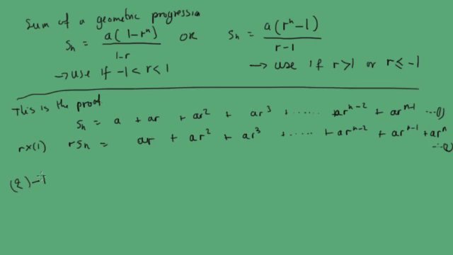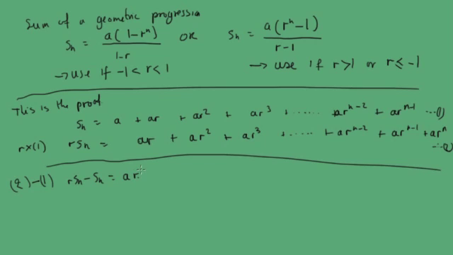We're now going to take equation 2 minus equation 1. So we'll have RSn minus Sn. That's going to give us AR to the power n minus A. As you can see, these terms are all going to cancel out, so we're just left with AR to the power n minus A.